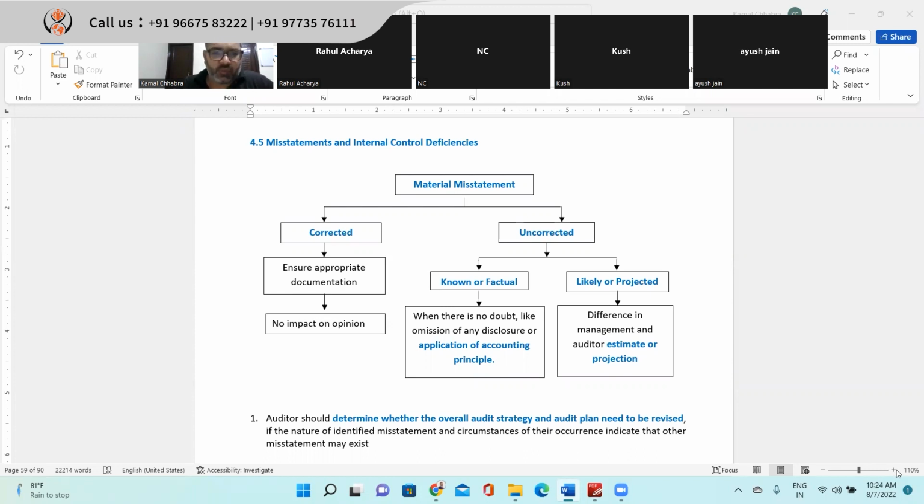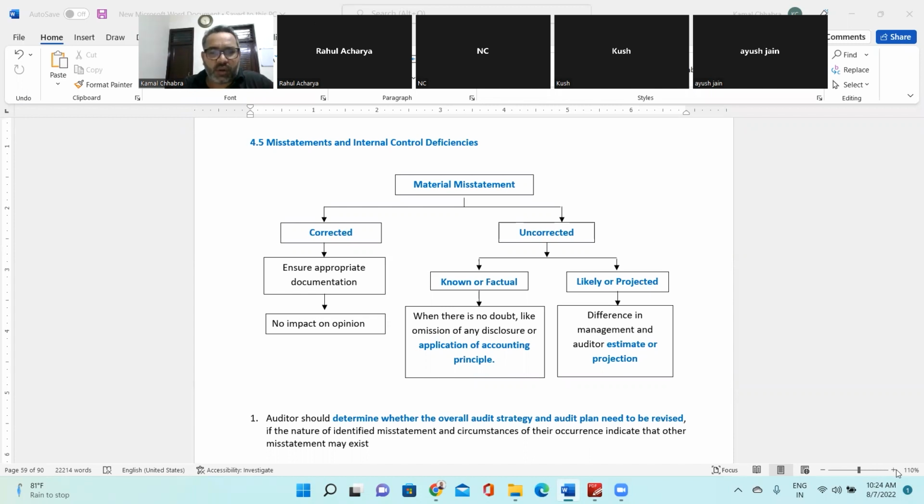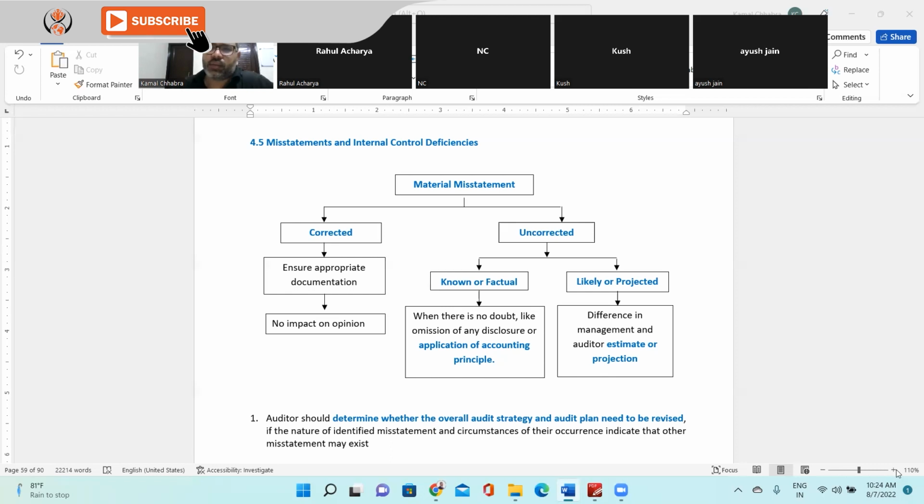Second, for example, provision for doubtful debt. The company has made, let's say, a 1% provision for accounts receivable pending more than 30 days, whereas you have seen in the previous couple of years that the company ended up incurring 2 to 3% actual bad debts. So you will request management to consider 2% or 3% as a provision for bad debts, whereas management considers 1%. Again, there's a projection and an estimation; there's no absolute number on which you as an auditor can comment. Your judgment says it should be 2% or 3%, whereas management's judgment says 1%. Makes sense? So those differences which are uncorrected are called likely or projected misstatements. So what is known or factual misstatement?